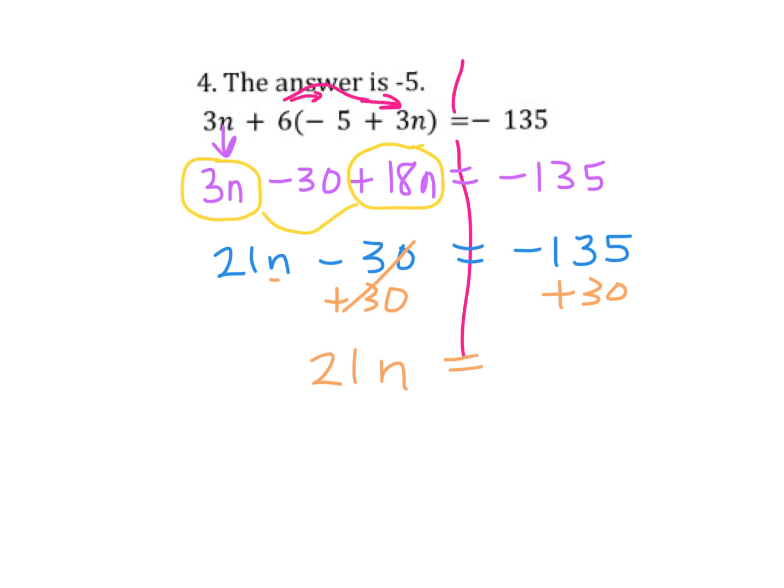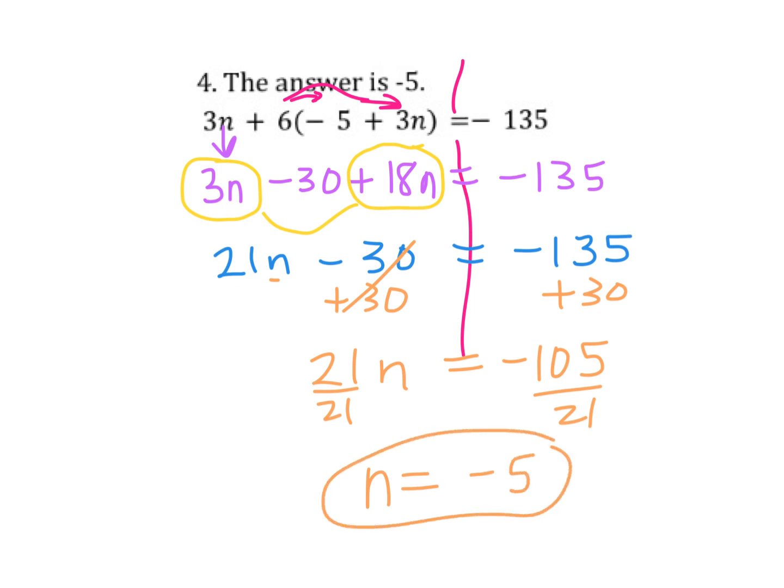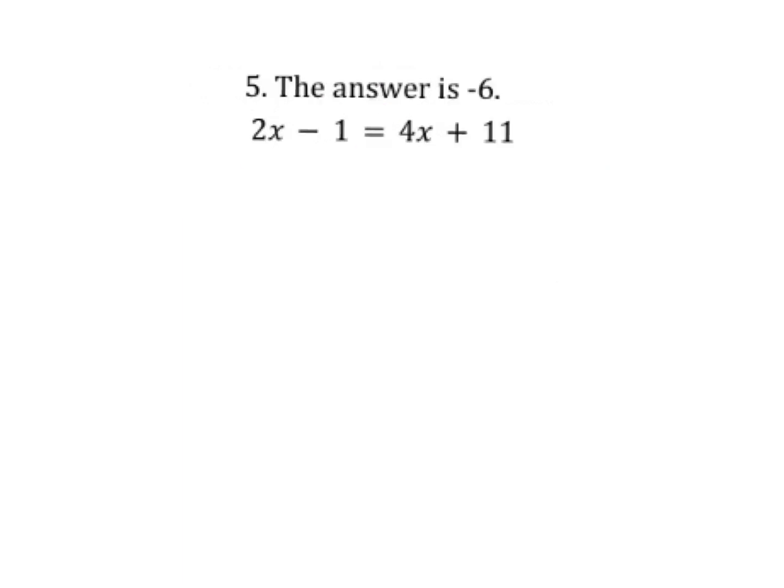21n is negative 105. And then the final step, we're going to divide by 21 to get n by itself. A negative divided by a positive is a negative. So it worked, we get negative 5.